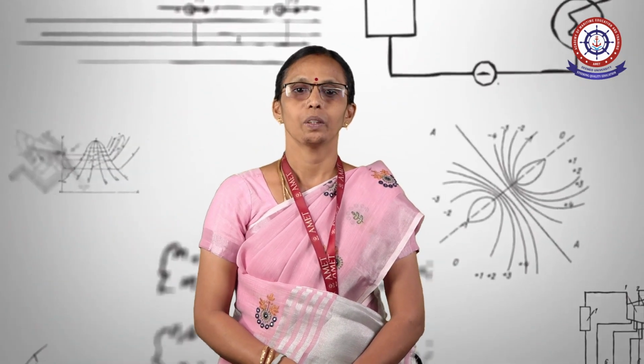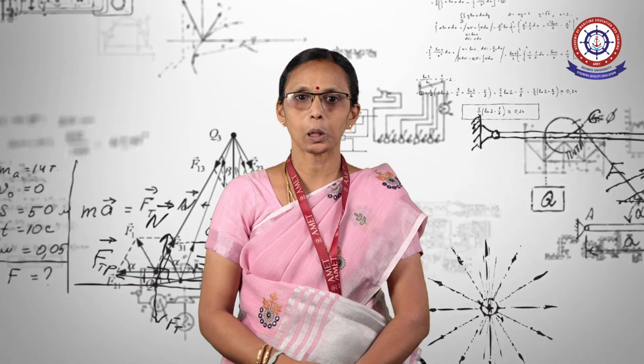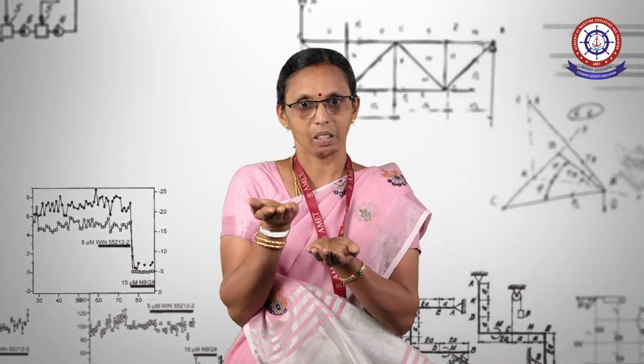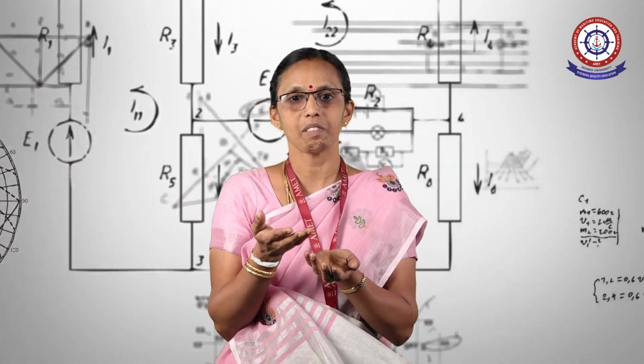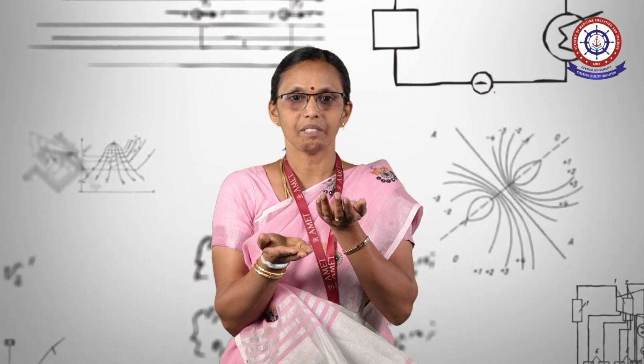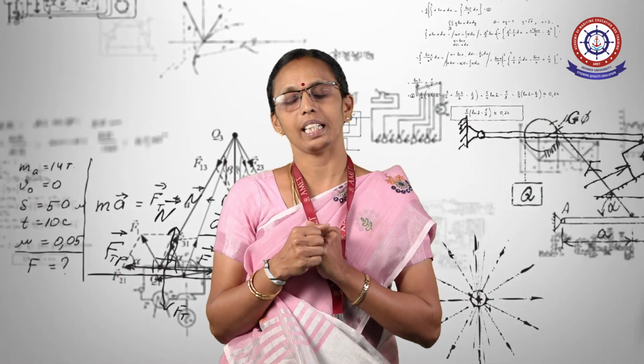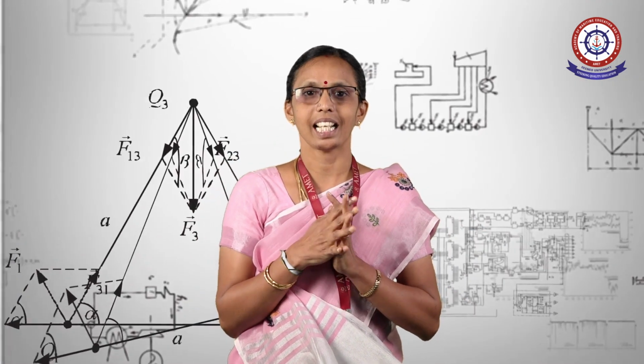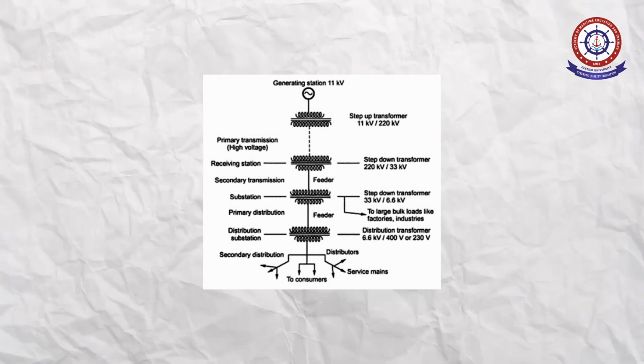Why so? We know that the transmission loss is proportional to I squared R, where I is the current. If the voltage level is low, the current will be high. So what will happen there? The power loss, I squared R loss, will be high. So in order to reduce the value of current, we need to step up the voltage. How is that done? Using a step-up transformer.